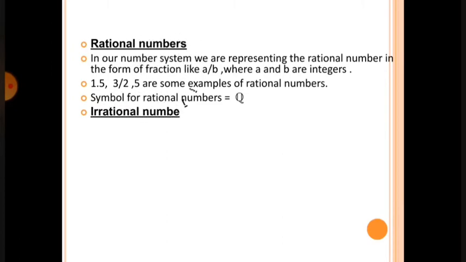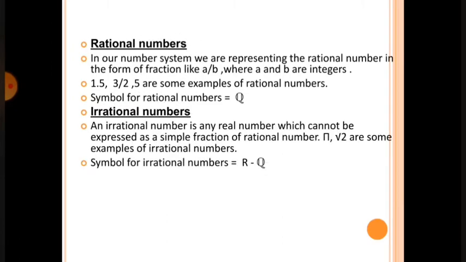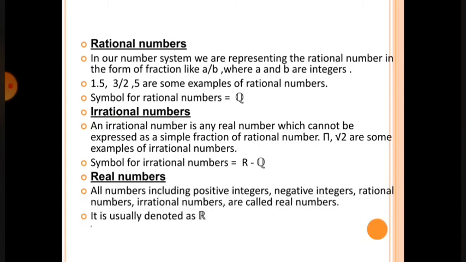Next, irrational numbers. An irrational number is any real number which cannot be expressed as a simple fraction of rational numbers. Pi, root 2 are some examples of irrational numbers. Symbol for irrational numbers is R minus Q. Real numbers: all numbers including positive integers, negative integers, rational numbers and irrational numbers are called real numbers. It is usually denoted as R.